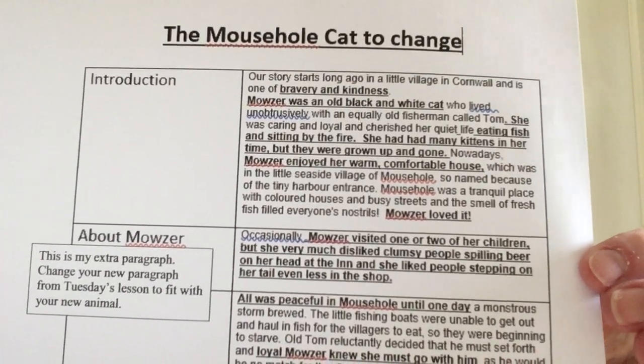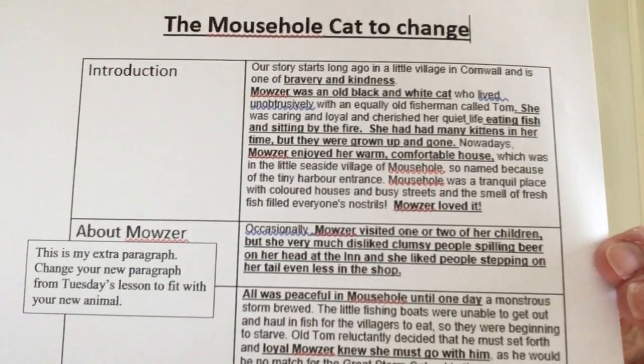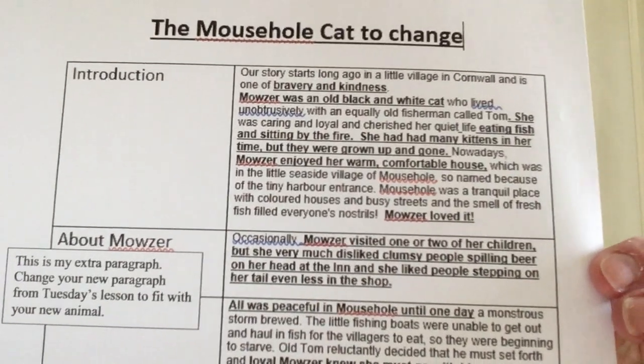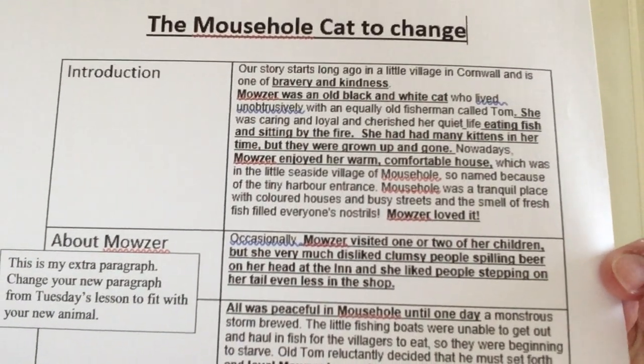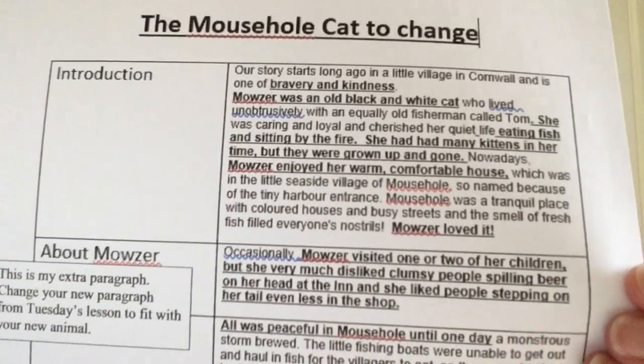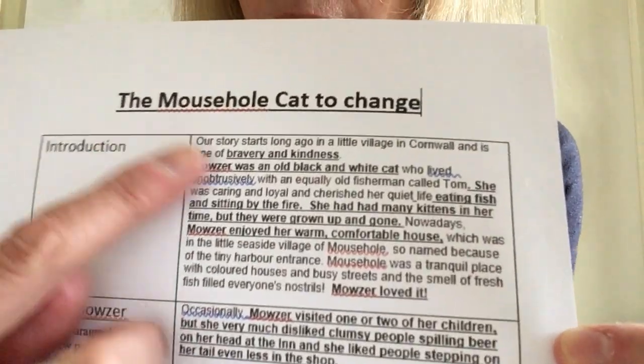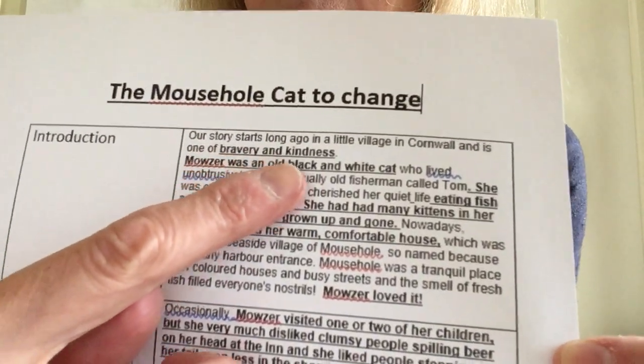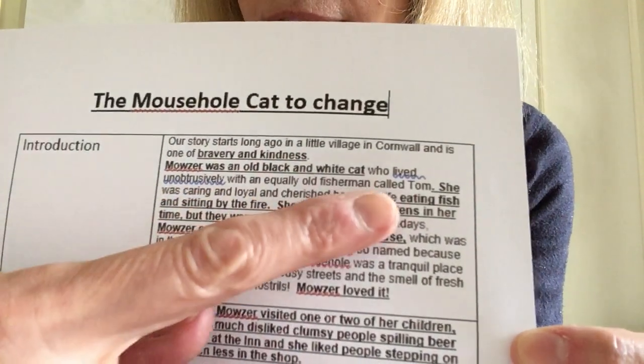It's got the story that Mrs. Pratelli read to you on Monday. It's a short version of the Mouse or Cat story from the book, and some parts are underlined. Can you see if I just point there? What we've asked you to do today is to change those underlined parts for a different animal. So not a cat called Mowzer, but a different animal, but you can keep absolutely everything else the same.